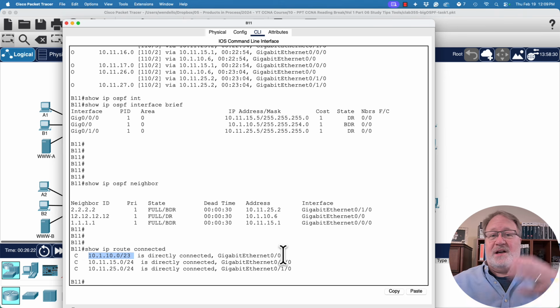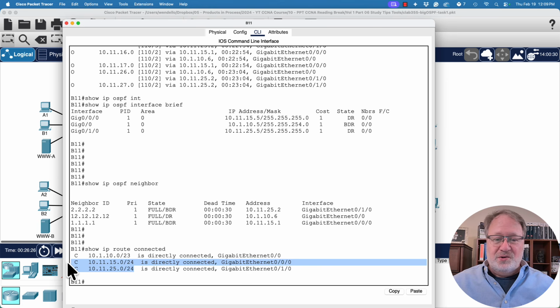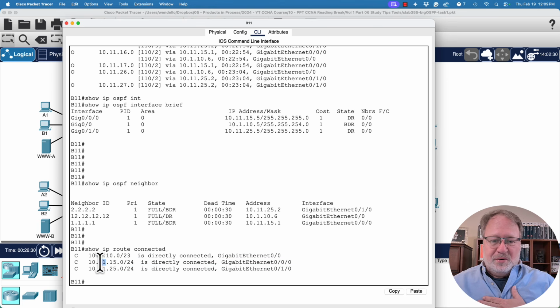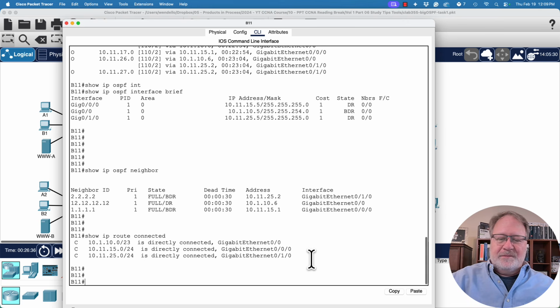That's the one that it shares with B12. And then the last 2 are the 2 WAN subnets, by my convention using a double-digit number in the second octet to remind me that's a transit network. But those are the connected routes.